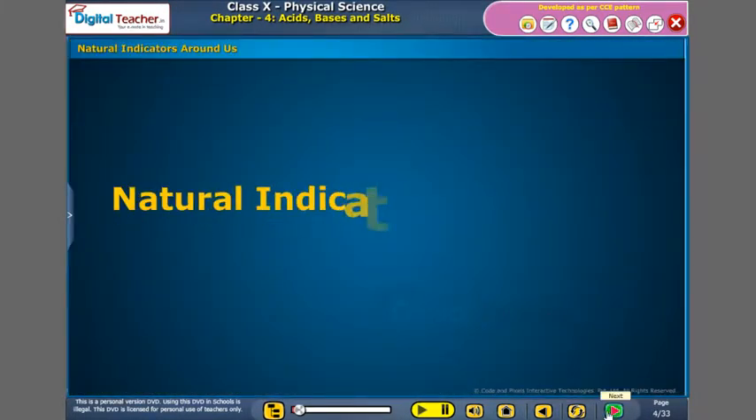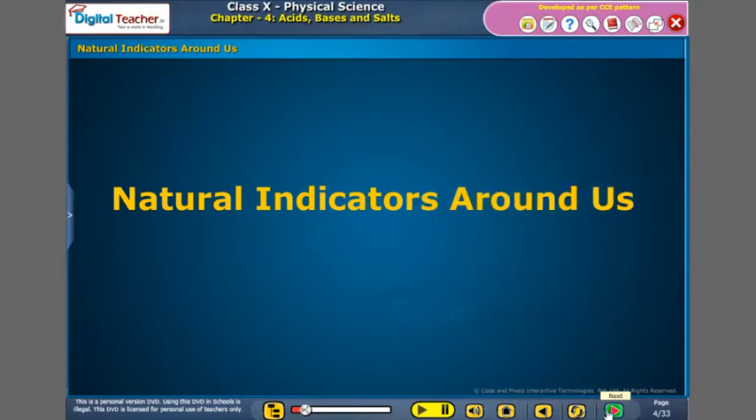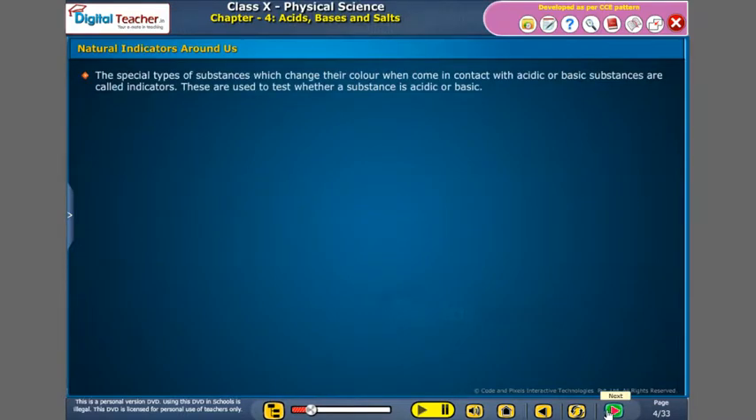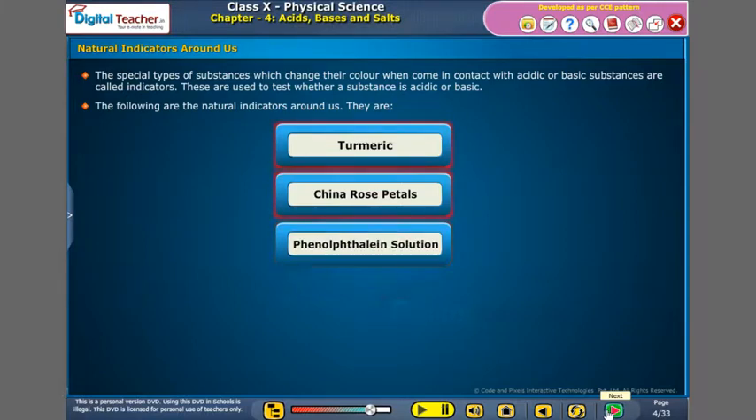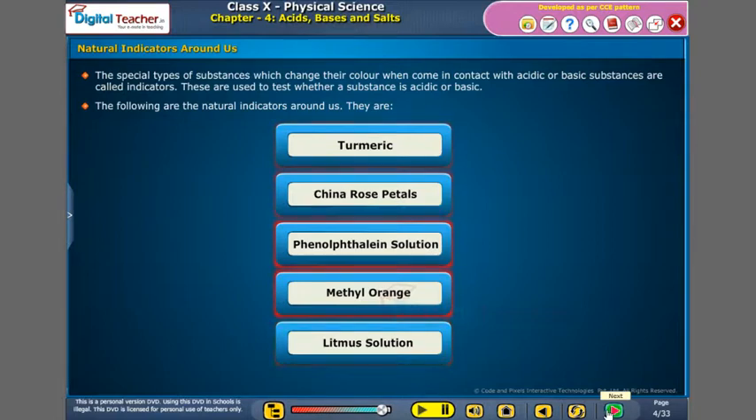Let us know more about the natural indicators around us. The special types of substances which change their color when they come in contact with acidic or basic substances are called indicators. These are used to test whether a substance is acidic or basic. The following are the natural indicators around us. They are turmeric, China rose petals, phenolphthalein solution, methyl orange, litmus solution.